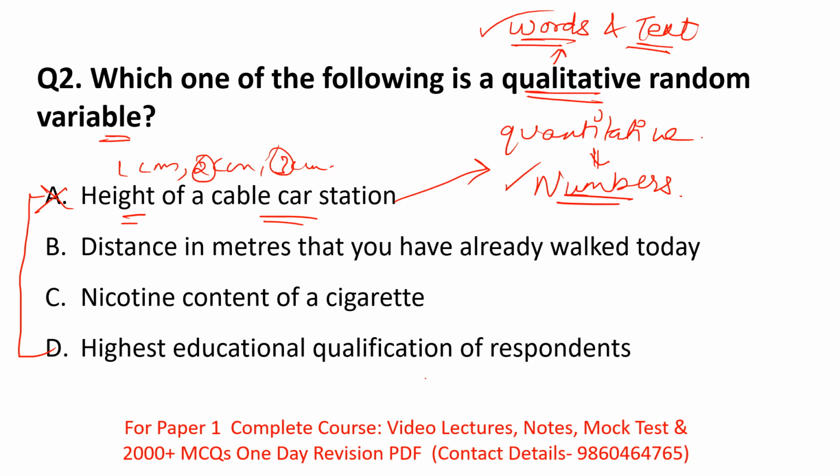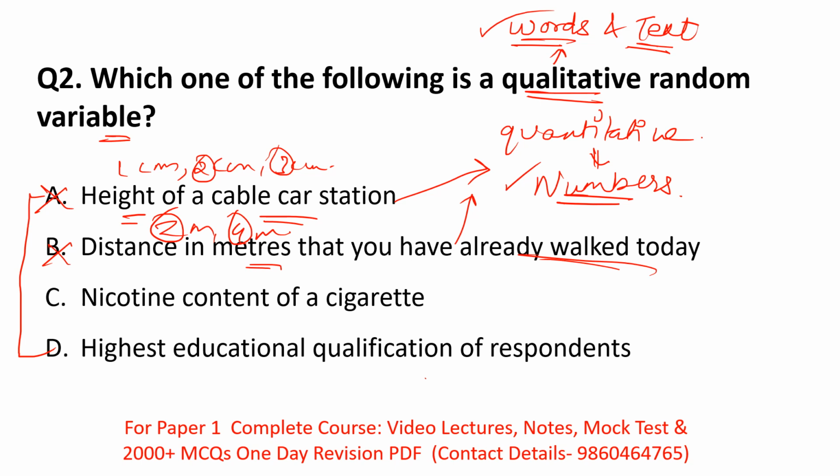Then option B, distance in meters that you have already walked today. How much distance have you already walked today? Like someone walked 2 meters, 4 meters, like that. Again you are getting your answer in the form of numbers. So option B is also a quantitative variable, not a qualitative variable.